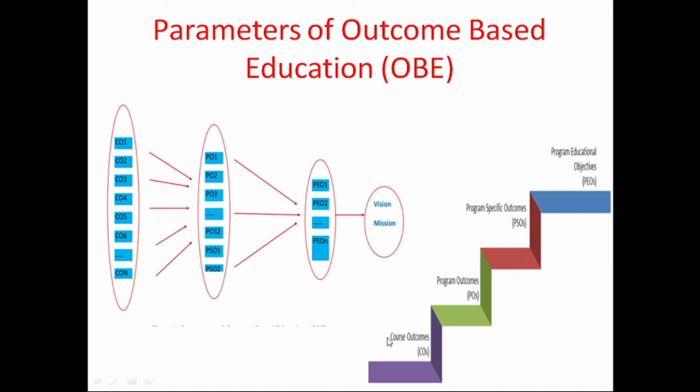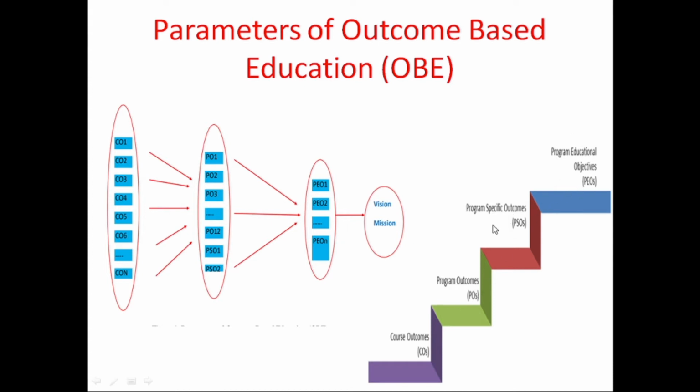Based on the CO, we define the program outcome. This is the outcome of the program. The program outcomes are defined by the 12 graduate attributes set by the NBA, National Board of Accreditation. We have to map the CO with the PO to attain the PO. Once the PO is attained, we have to check the specific outcomes. The 12 POs are not the only qualifying parameters; we also fix some specific outcomes for our program, maybe two or three. Based on these two, we can achieve the program educational objectives.